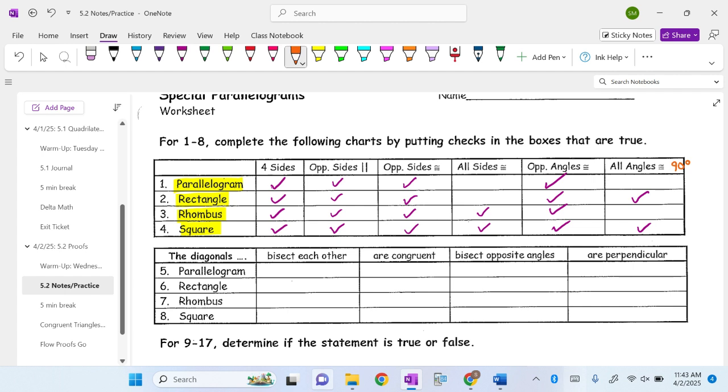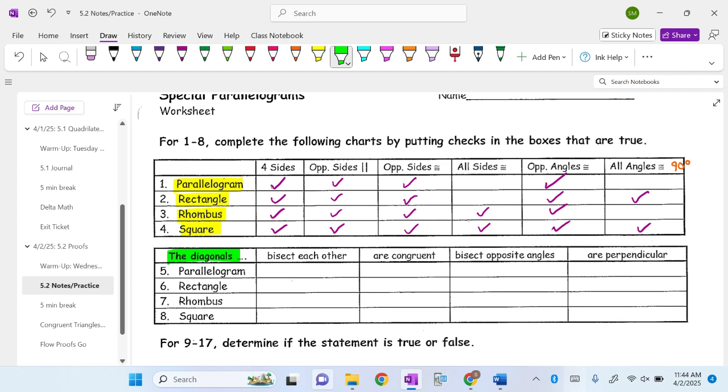So any quadrilateral adds up to 360 degrees. If all four angles are congruent, that means if we divide 360 by 4, what do we get? 90. So that's why if all the angles are congruent, they have to be 90 degrees. So that was just dealing with the sides and the angles. Now we're going to look at the diagonals.